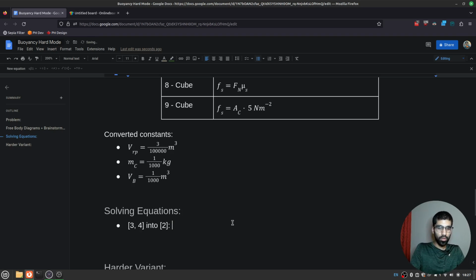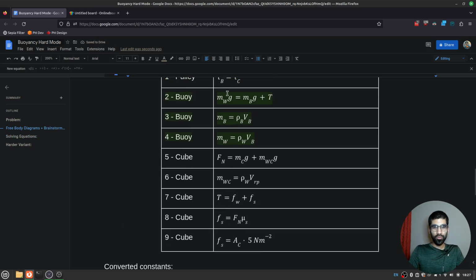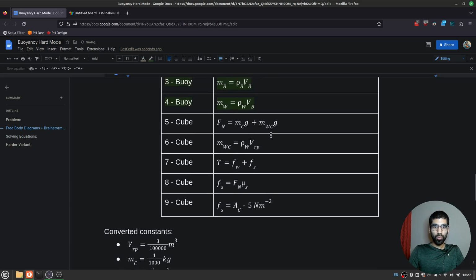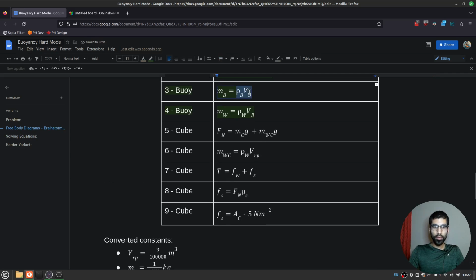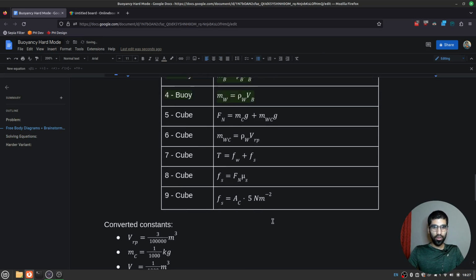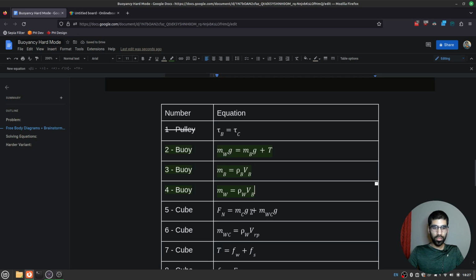Copy it over. And then instead of where I see the mass of the water being displaced, I'm going to plug in this formula, like so. Where I see the mass of the buoy, I'm going to plug in this formula, like so. Alright, not too difficult. Now let's focus on the next few equations.